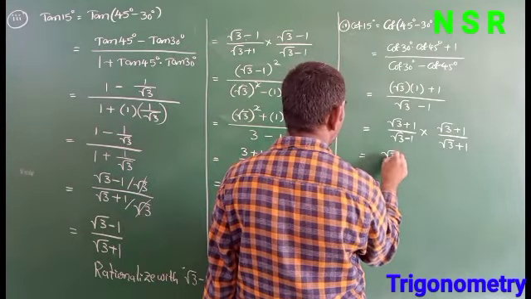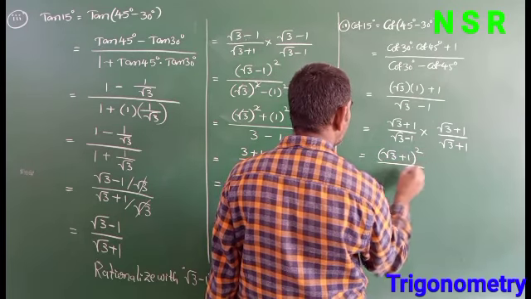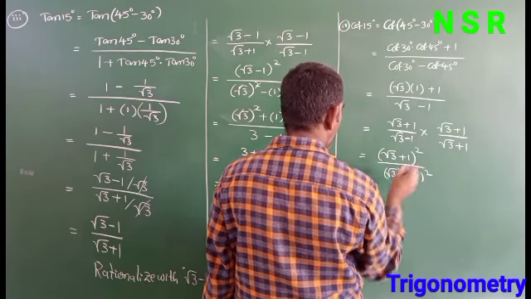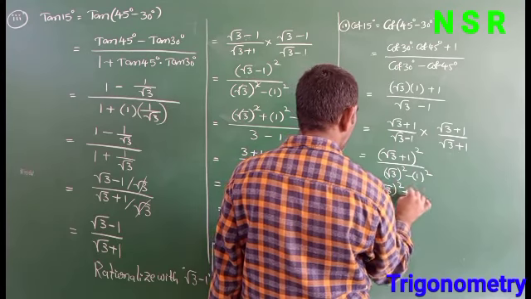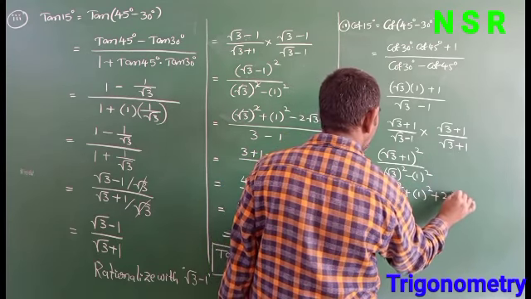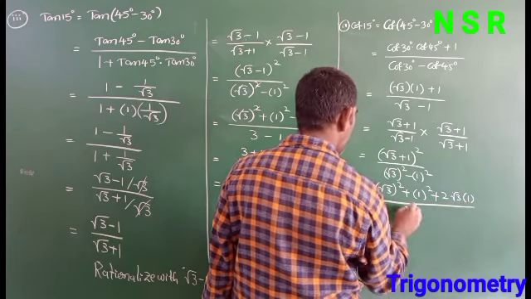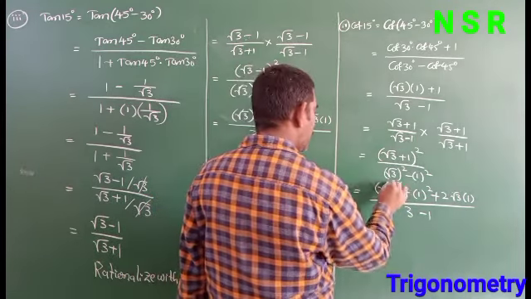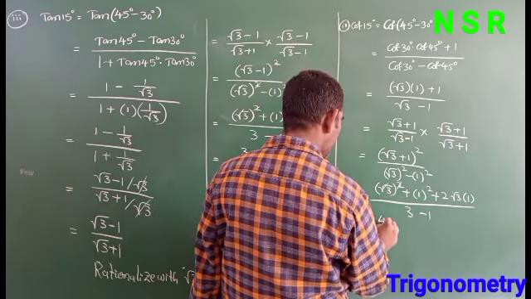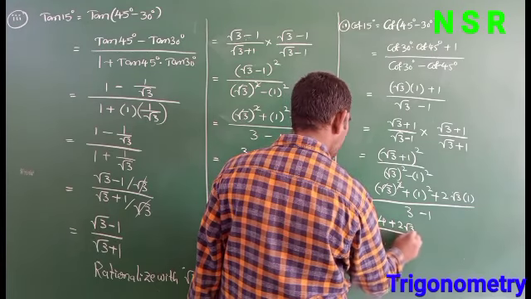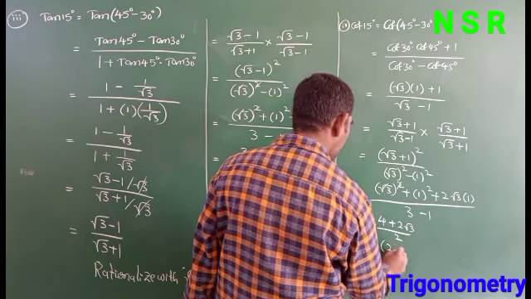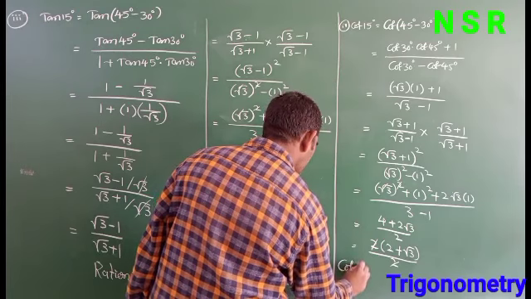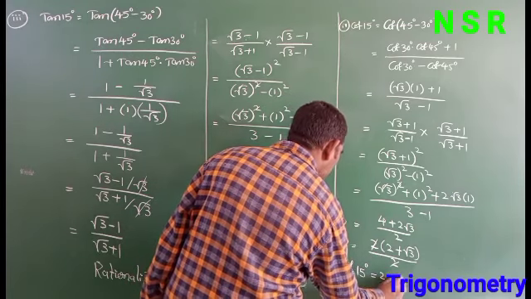So (root 3 plus 1) into (root 3 plus 1), (root 3 plus 1) square, by here (a plus b) into (a minus b), a square minus b square. Apply here the (a plus b) whole square formula: root 3 square plus 1 square plus 2 into root 3 into 1, by 3 minus 1. So here we get the square roots cancelled, 3 and 1 square 1, 3 plus 1 is 4, 4 plus 2 root 3 by 2. So take 2 as common, we get 2 times (2 plus root 3) by 2. So 2 gets cancelled. So cot 15 value is equal to 2 plus root 3.